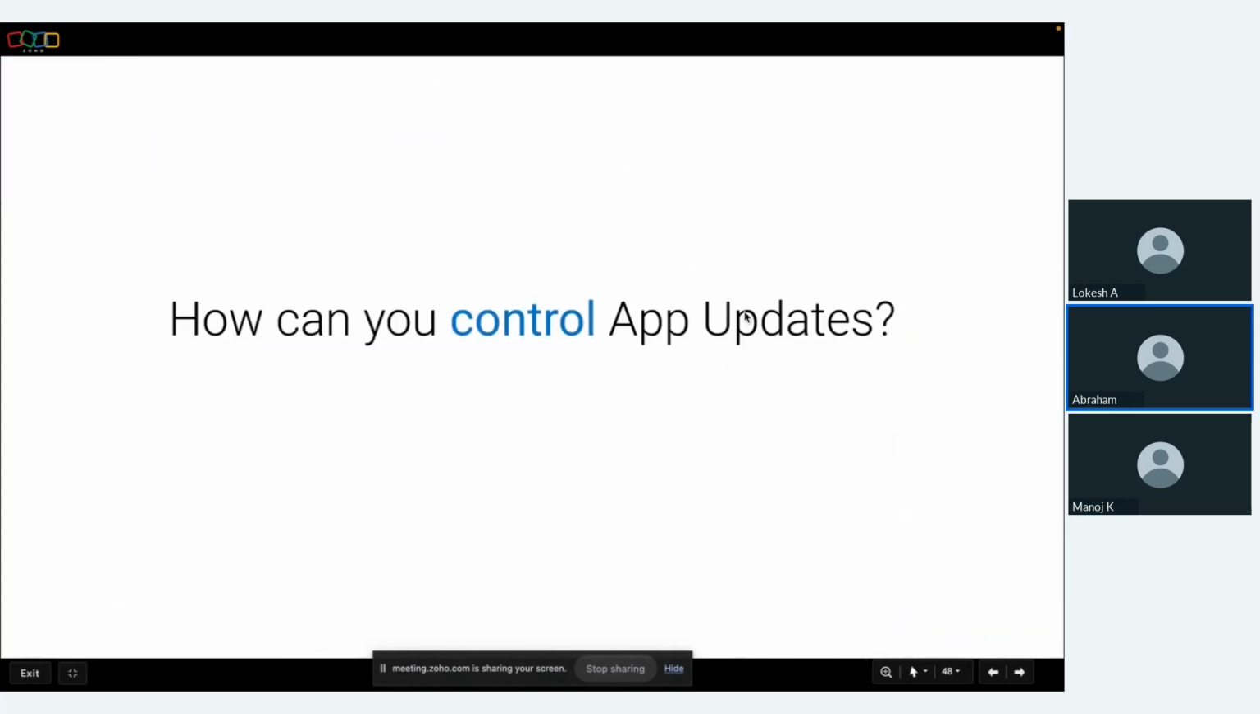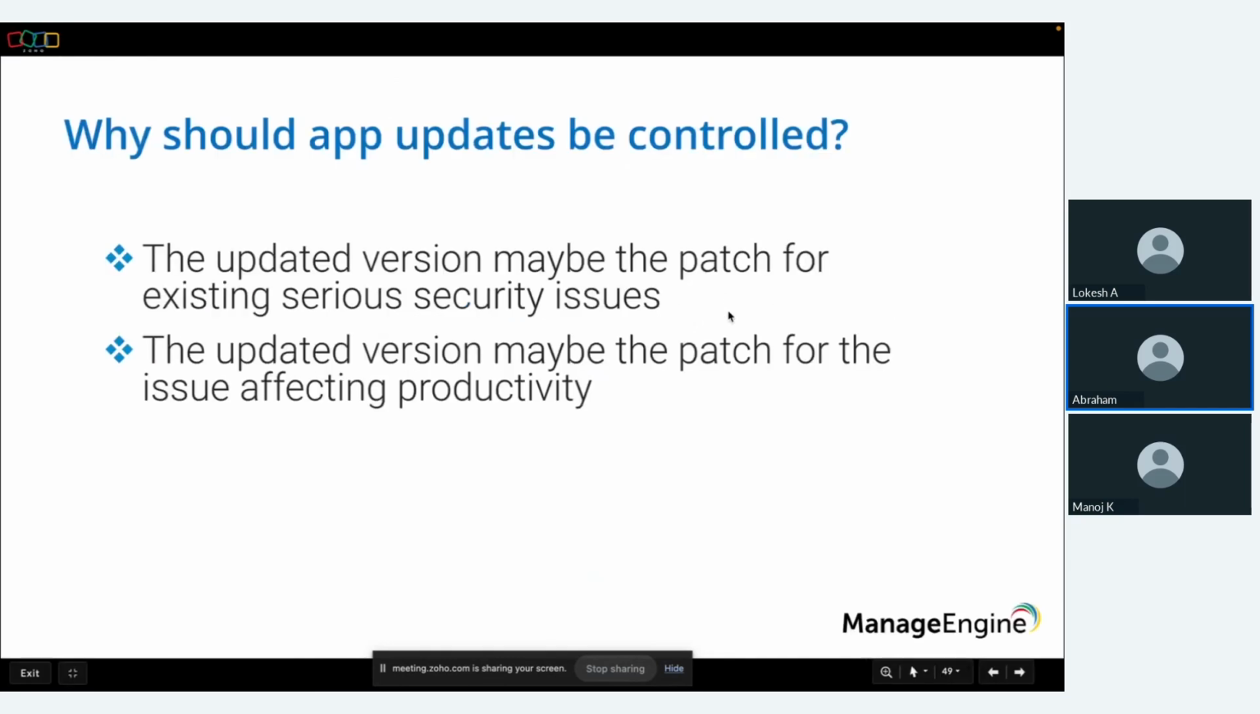So how can you control the app updates? Now that you have seen how we could successfully push the apps and install them on the devices, how can we continue to keep updating these applications regularly? In order to do this, you can utilize the automatic app update option available in our mobile device management solution. So let's first discuss why you should control the app update on the devices.